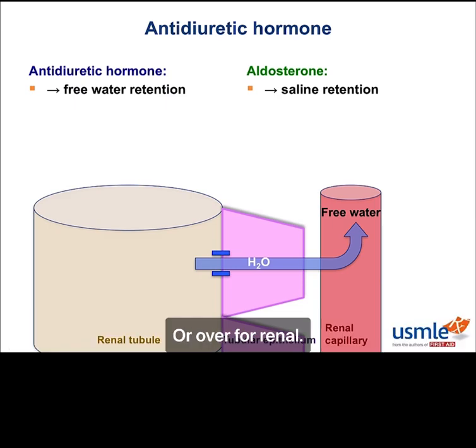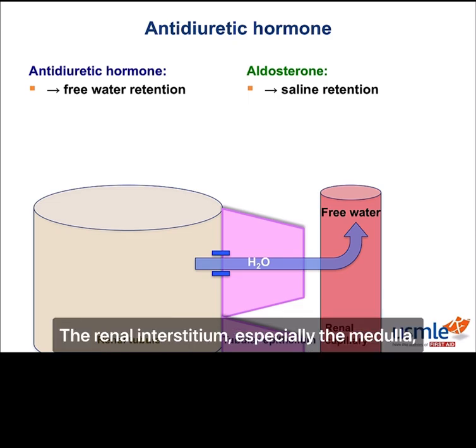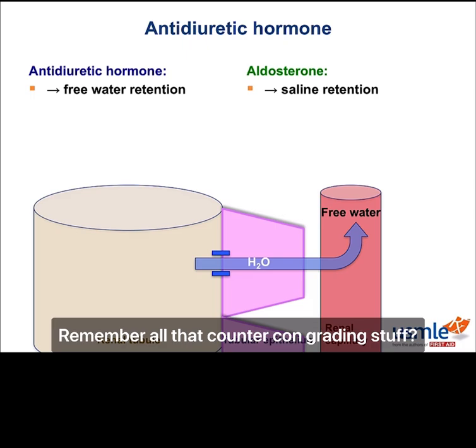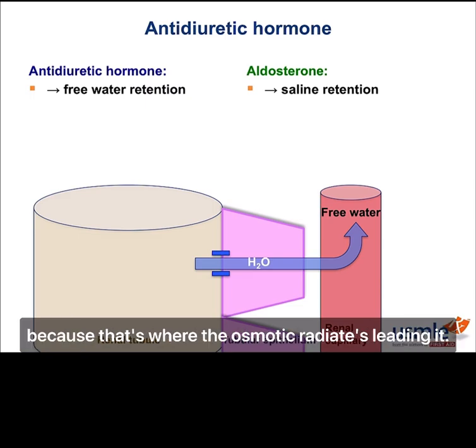Doesn't it depend on the osmotic gradient? Well, remember from renal, the renal interstitium, especially in the medulla, is extremely salty. Remember all that countercurrent gradient stuff? It's okay, I won't make you think about it. But the bottom line is, if you punch holes in the renal tubule, water is always going to come rushing out to dilute the salty renal interstitium, because that's where the osmotic gradient's leading it.